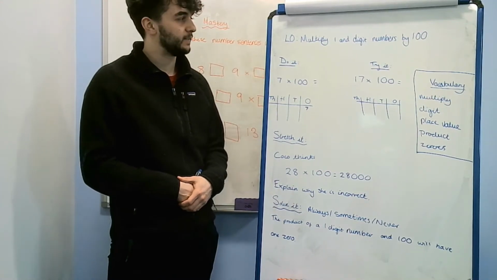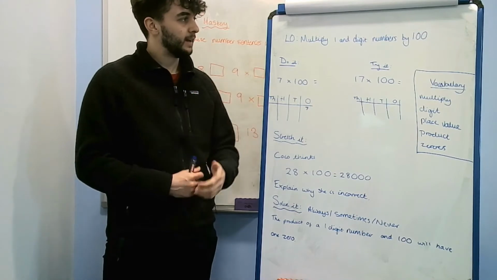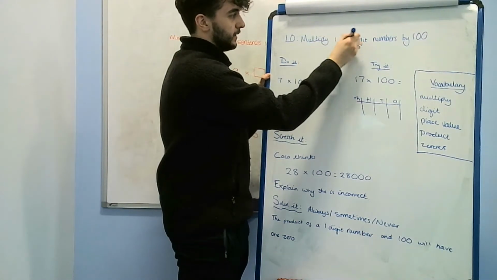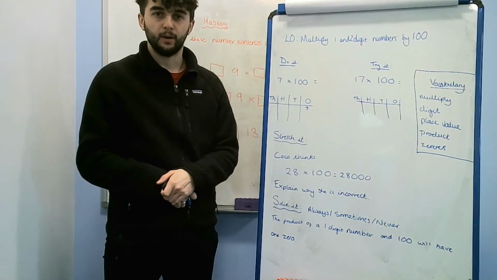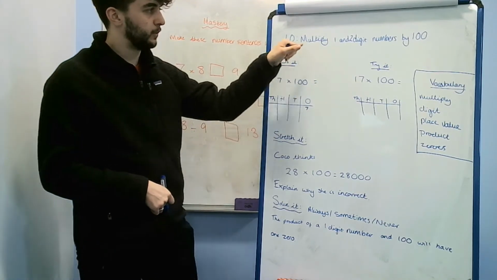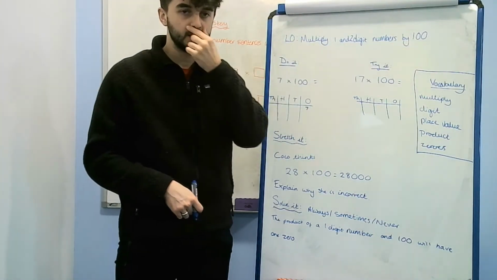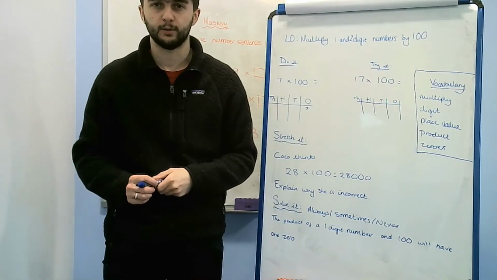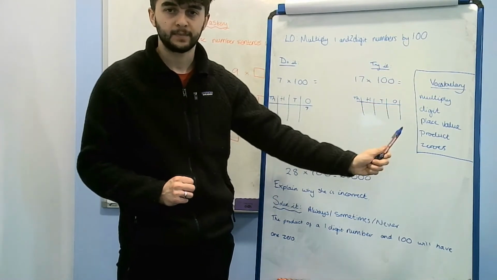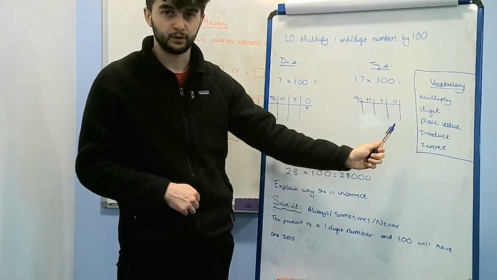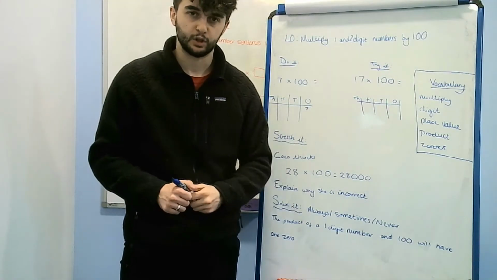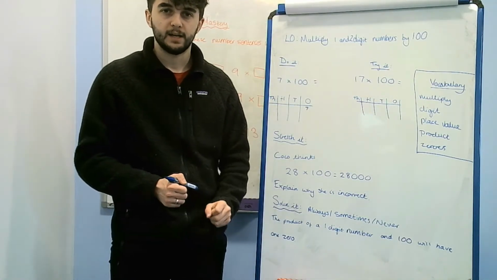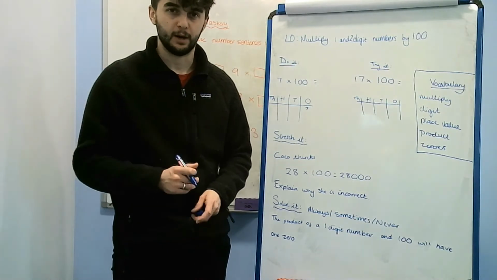Today your learning objective then is to multiply 1 and 2 digit numbers by 100. Okay, so multiply 1 and 2 digit numbers by 100. So your vocabulary for today that you need to write on your worksheet is multiply, digit, place value, product and zeros, because you'll need those when you come to answer, stretch it and solve it, because you need to do a little bit of writing.